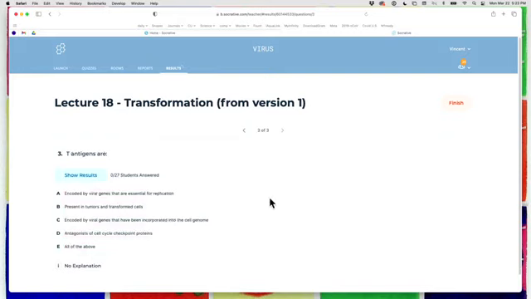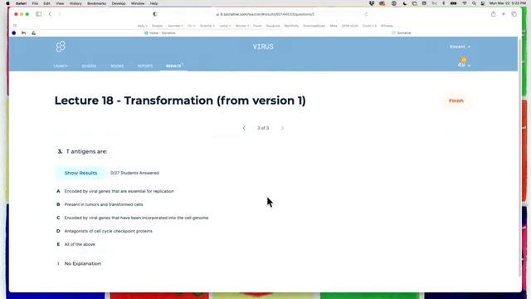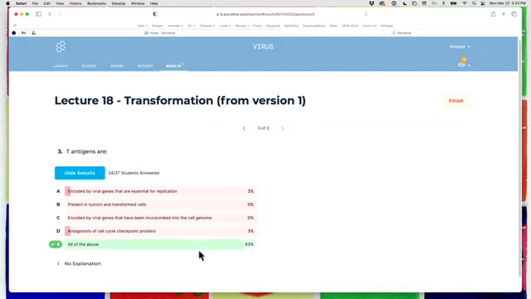But first, a quiz. T antigens are A, encoded by viral genes that are essential for replication, B, present in tumors and transformed cells, C, encoded by viral genes that have been incorporated into the cell genome, D, antagonists of cell cycle checkpoint proteins, or all of the above. Right? Most of you got all of the above. That's right. T antigens are all of these things. They are viral genes essential for replication. They're present in tumors and transformed cells.